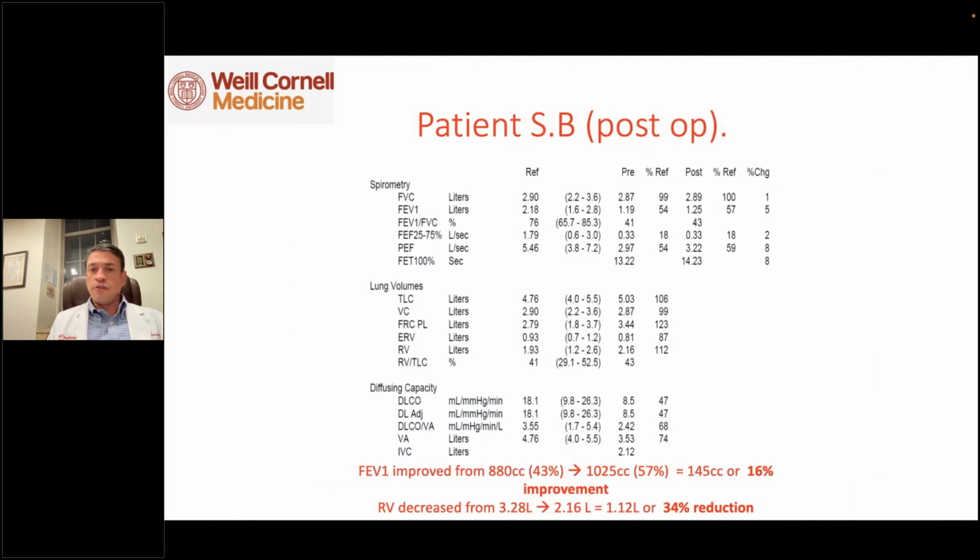And 3 months later, her FEV1 is up to 54, residual volume normal, diffusion capacity 47. If you calculate the math, she actually demonstrated almost the same exact changes in FEV1 and residual volume as we appreciated in the Liberate trial. And she came off of oxygen, and she's doing very well.